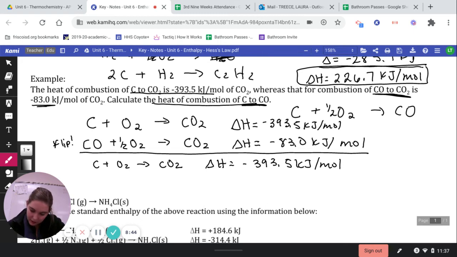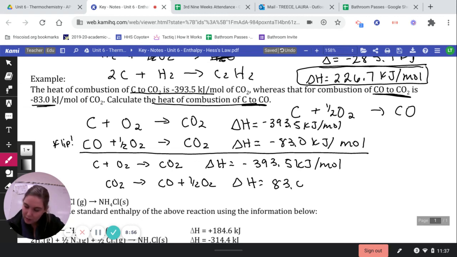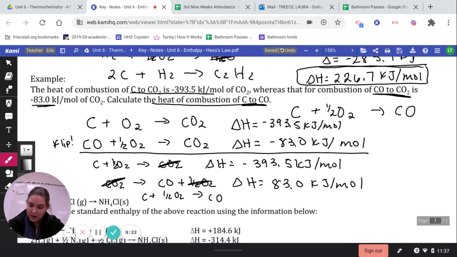And then if I flip that other one, I get CO2 yields CO plus 1/2 O2. Delta H, since it's flipped, would be 83.0 kilojoules per mole. All right, so I have CO2 on both sides, so that will cancel out. I have half O2 and O2, so this half is going to cancel out, and that's going to go down to a half. So when I add it together, I get C plus 1/2 O2 yields CO. That matches my overall reaction, so we're good to go.